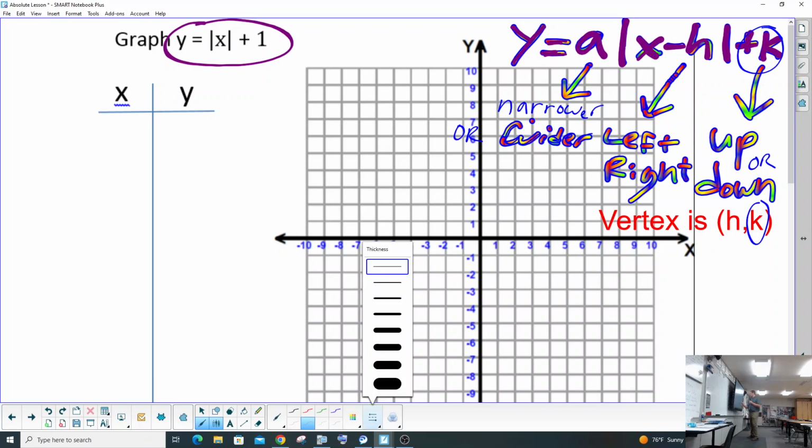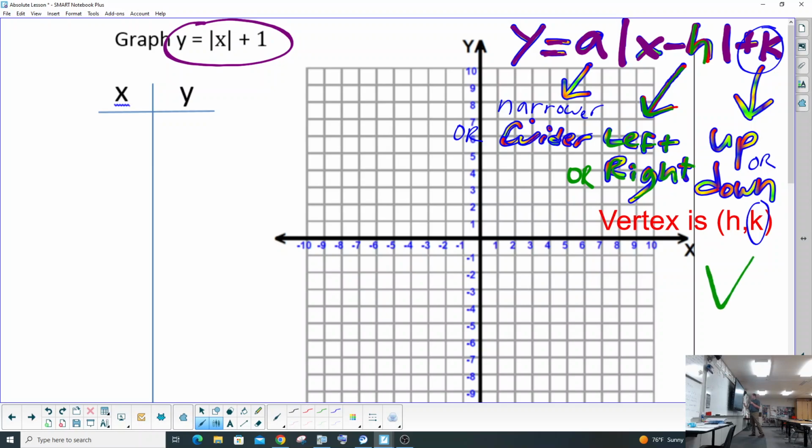And then, last but not least, the h value. Let's get green. The h value makes it go left or right. However, it's opposite what you think. And then the vertex is right in the middle. The vertex is the dot in the middle, so that's your h and your k. We'll talk about the vertex with this first problem here.